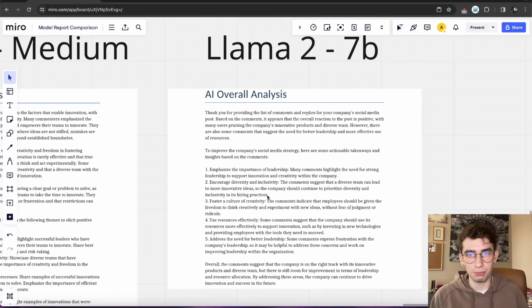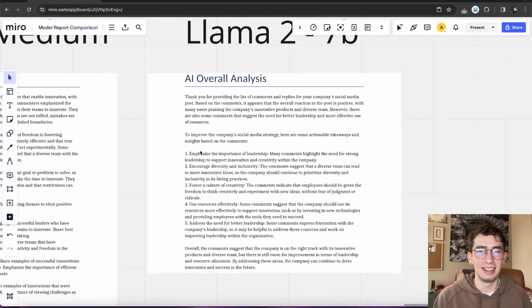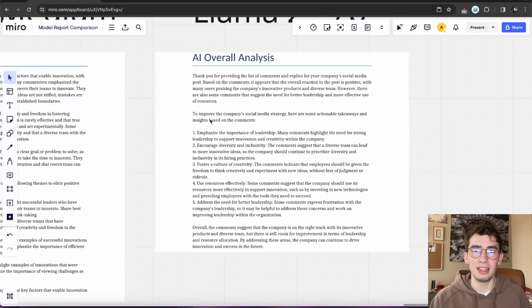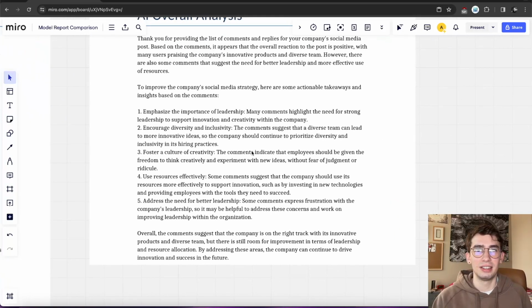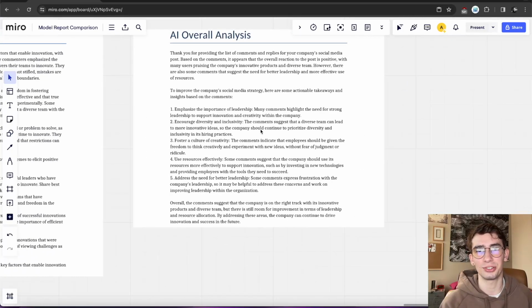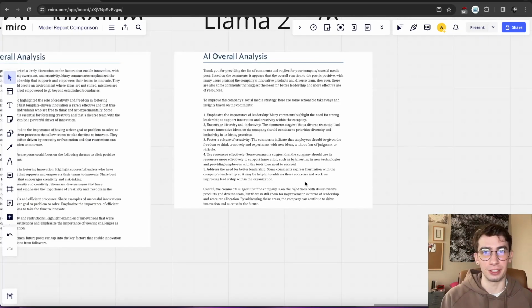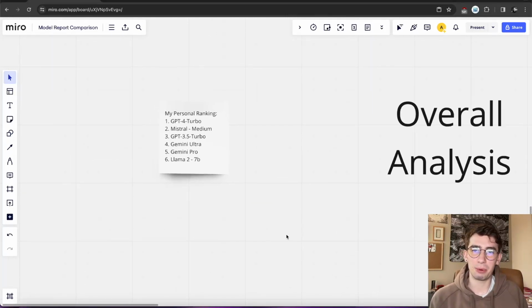Llama2 was all right. It did thank me for providing the list of comments, and did get that the reaction was generally positive, yada, yada. There are some comments that suggest need for better leadership and more effective. And then to improve the company's social media strategy, some actionable takeaways and insights, and emphasize the importance of leadership, foster a culture of creativity. These also start to get more to the organizational level rather than specific social media analysis kind of things. Where then did these models end up on my personal ranking?